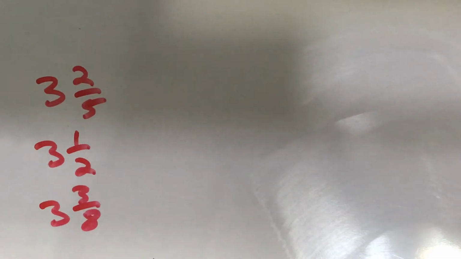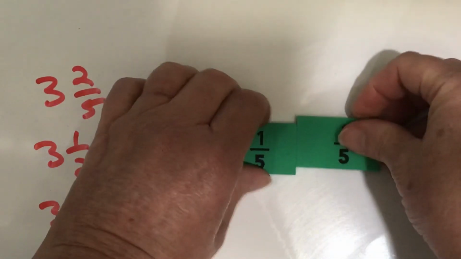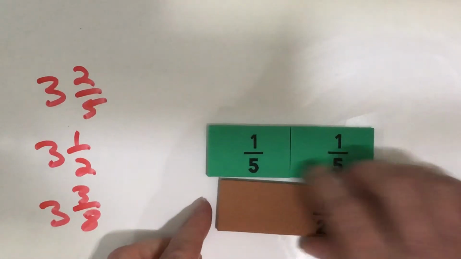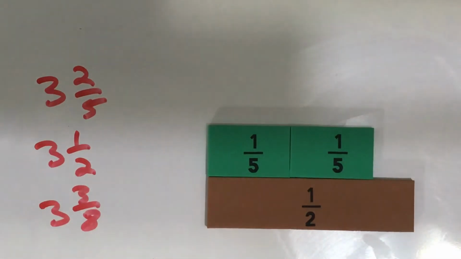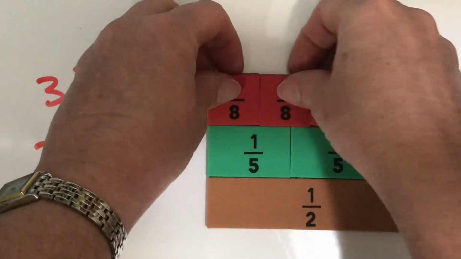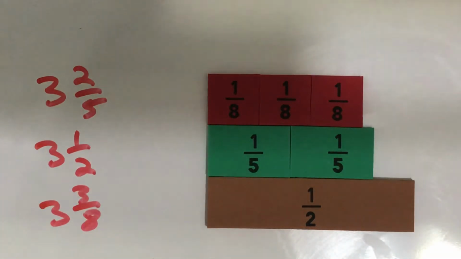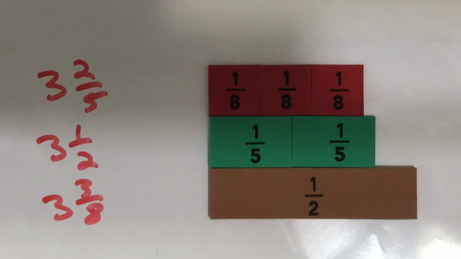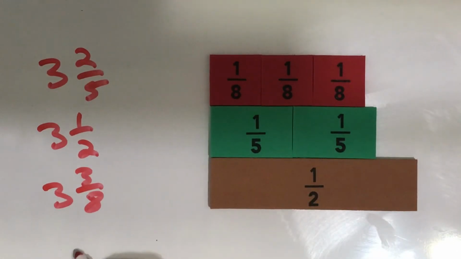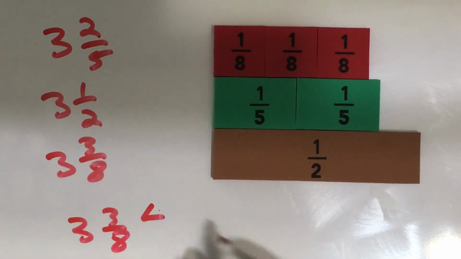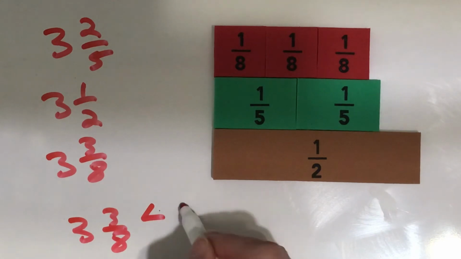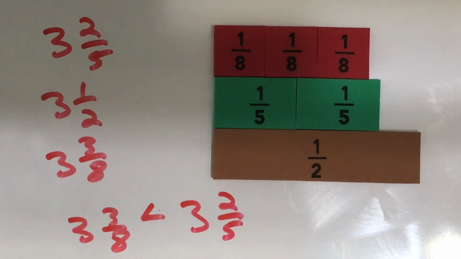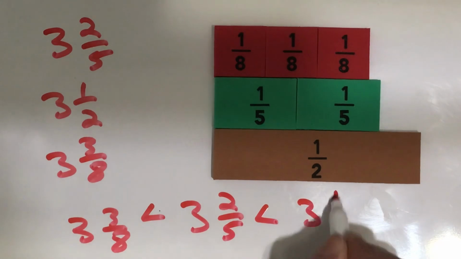Well, I see they all have 3, so I just need to compare my fractions. So here's 2/5, here's 1/2, and here's 3/8. So I can see by using my fraction strips that 3/8 is the smallest. So 3 3/8 would be the fraction that is the least. 3 3/8 is less than, my next one is 2/5, 3 2/5, which is less than 3 1/2.